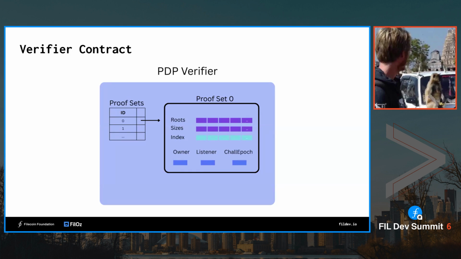Proof sets also have some constant size data. So the challenge epoch, which you can see on the right, is used for knowing when to sample randomness so we can get these good verifiable decentralized proofs.